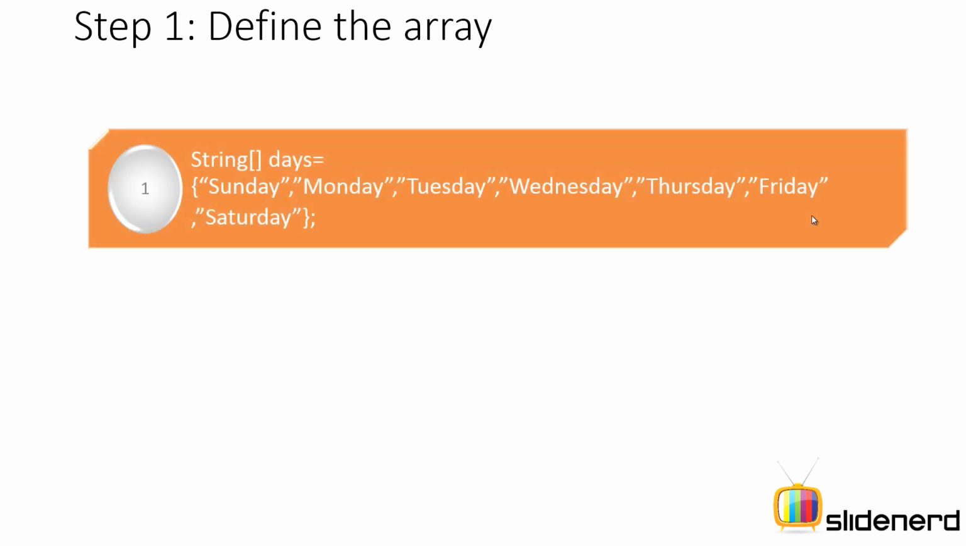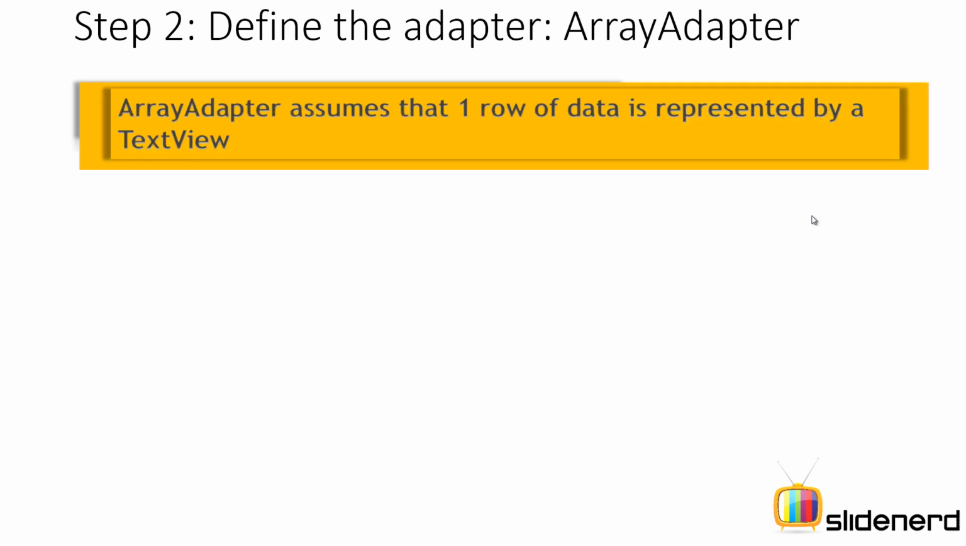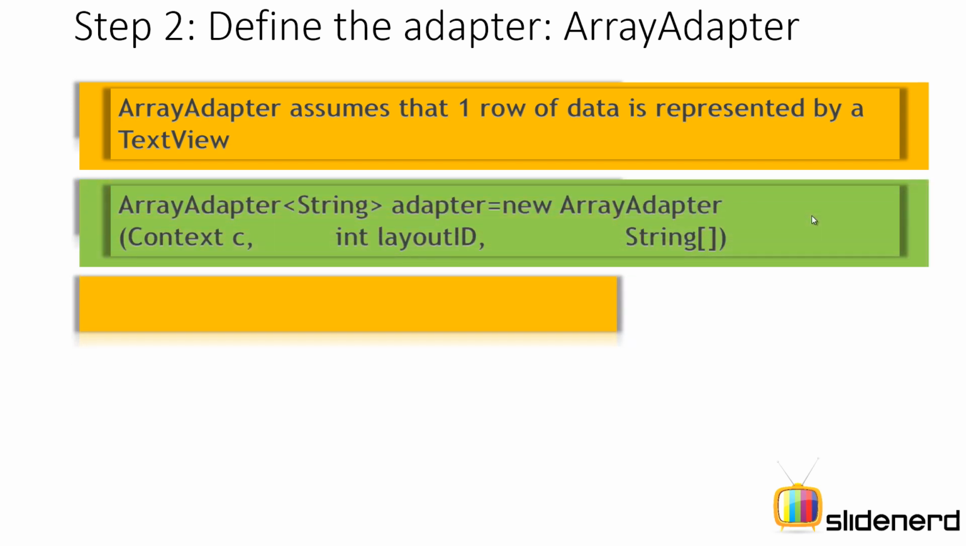Step 1, define the array. It can be anything, a simple Java array in our case, which has Sunday, Monday, Tuesday and the other names inside. Step 2, we are going to use an array adapter, because as I told you, there are different types of adapters. You want to read data from an array, use an array adapter. Now what it does is it assumes that one row of data is represented by a single text view. So all you have to tell your array adapter is the context where you're currently running, the layout ID, or you can say the layout file for a single simple row, which may either contain a text view or something. But for now, let's just take a text view as an example.